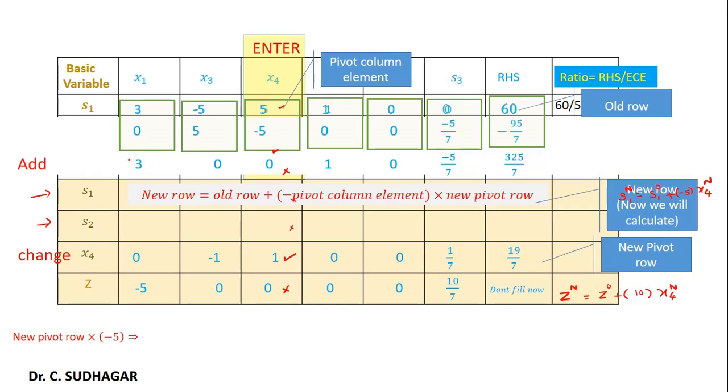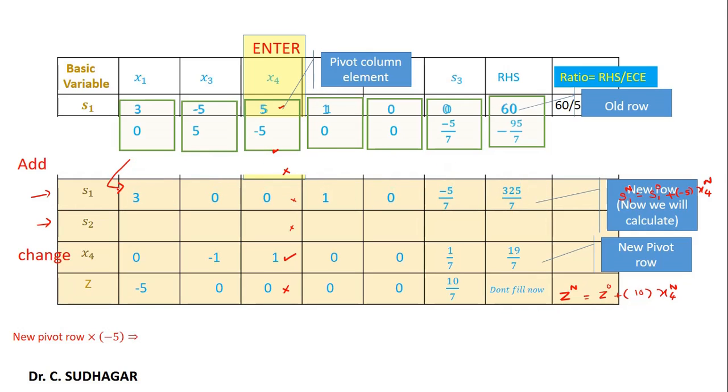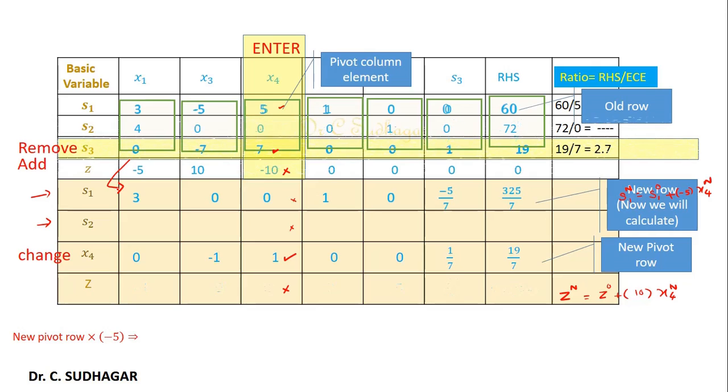Now this element we take and put it here. So now 3, 0, 0, 1, 0, minus 5 by 7, 325 by 7. Okay, so this is the calculation for the S1 row.